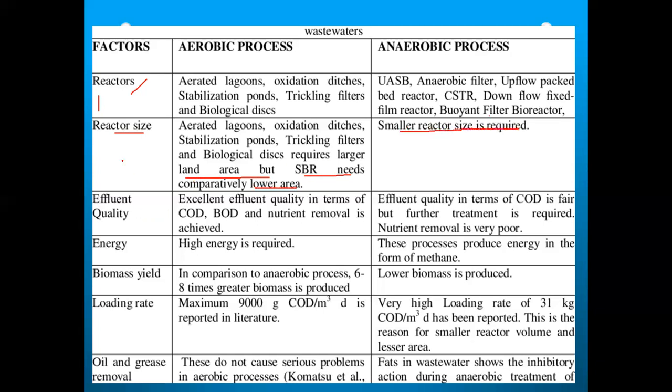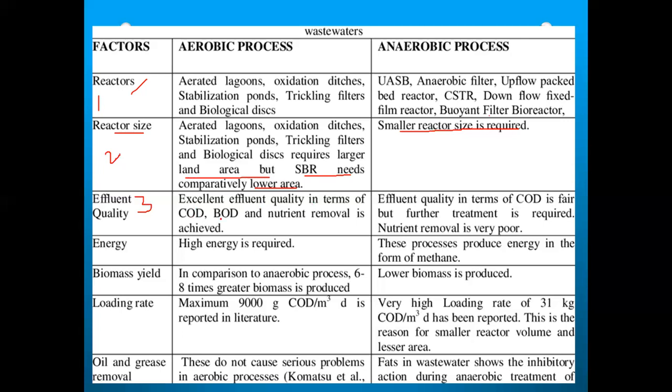Okay. Next, third one. This is the second difference. Then the third difference is effluent quality. Means treated water quality, how it will be. That means that is the effluent quality. Here, the excellent effluent quality in terms of COD and BOD.